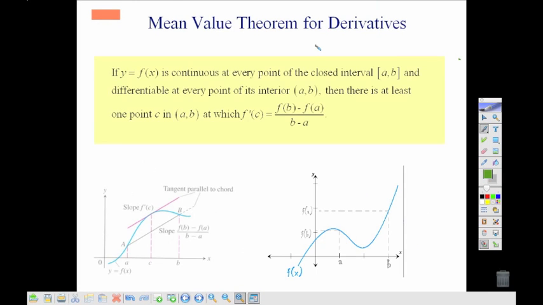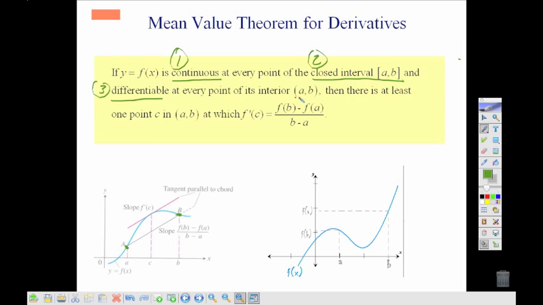Now with the mean value theorem for derivatives, there are three conditions we have to satisfy. If we have a function, we need to know, first of all, that it is continuous. Secondly, that we have a closed interval, so we have definite endpoints. And third, that it is differentiable at every part inside of that closed interval.